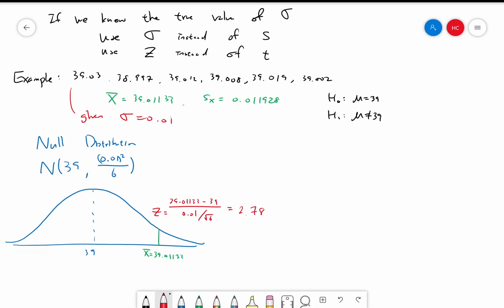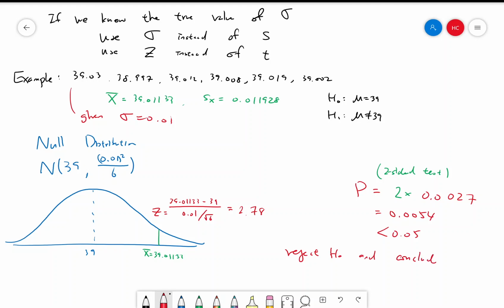And if we look at the z table, 2.78 gives you 0.0027 from the table, but because it's a two-sided test, we multiply the p-value by 2. So p is equal to 0.0054, which is less than 0.05. So in this case, we can reject H0 and conclude that H1 is correct. All right.